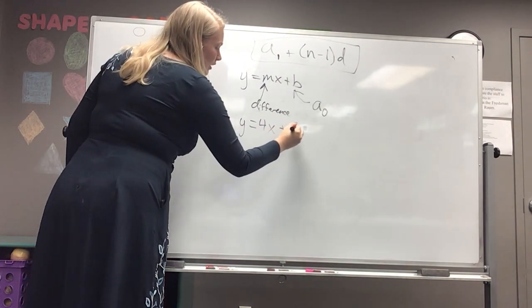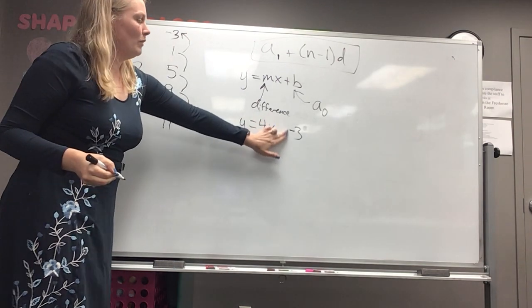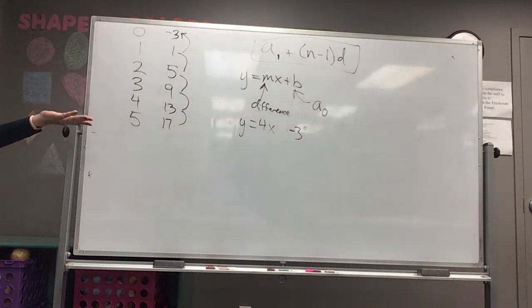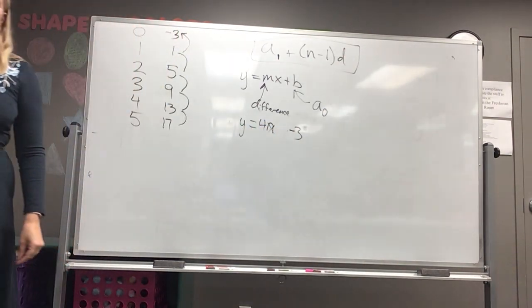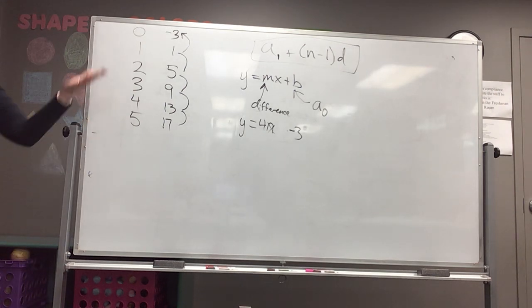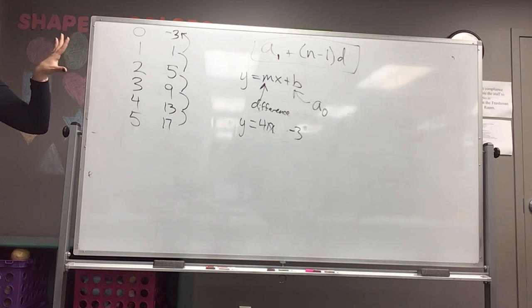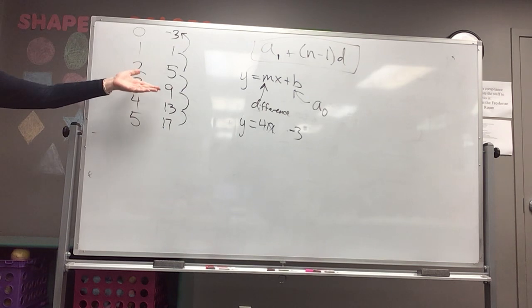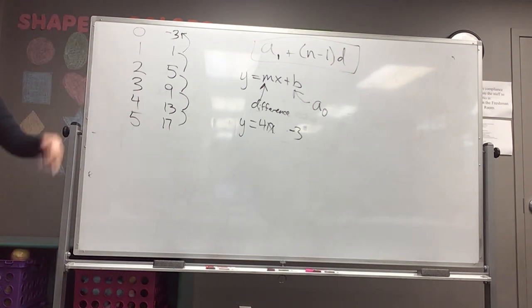And so our expression, you can do plus negative, or you could just do minus. This is 4x minus 3, or in this case, 4n minus 3. Arithmetic sequences are just fancy, scary linear equations. They're not bad. And so if you need to know the 200th term, you'd plug in 200. 200 times 4 is 800 minus 3, 797.